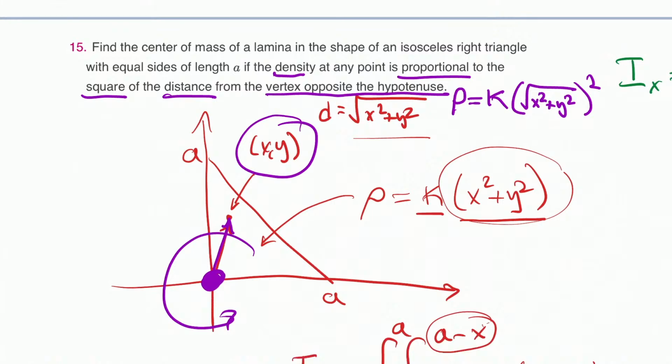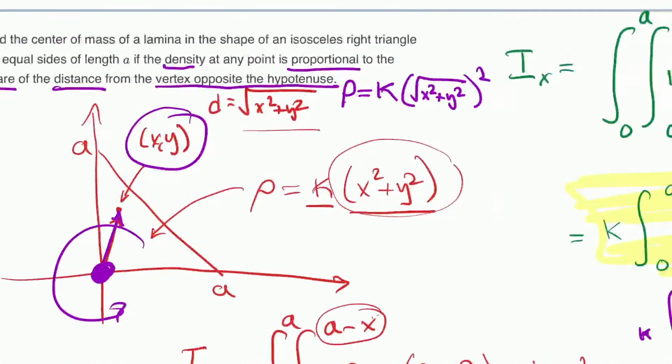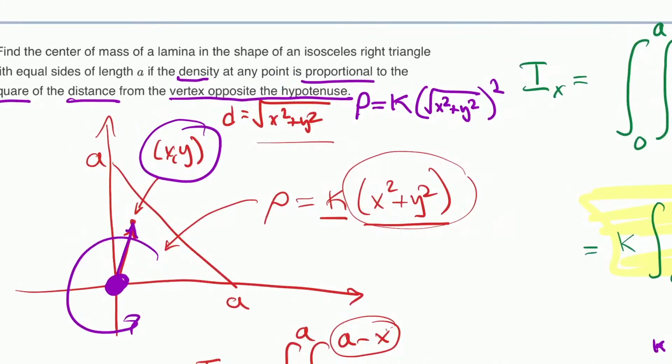All right, I'm hoping, and I have to be honest, I have not triple checked this, I'm hoping this is easier. So I know it says to find all three of I sub x, I sub y, and I sub 0, but we all know that I sub 0, the moment of inertia around the origin, is just the sum of the two. So just do I sub x and I sub y.